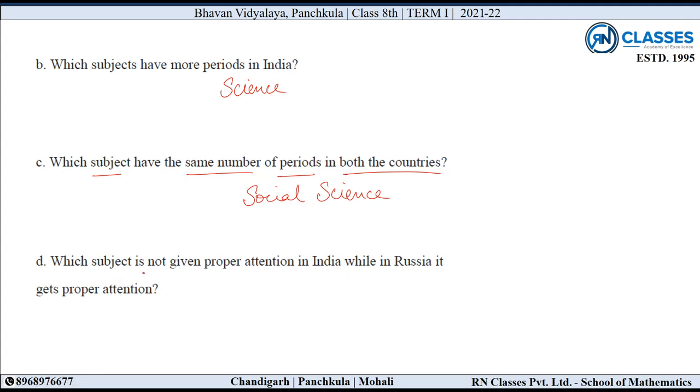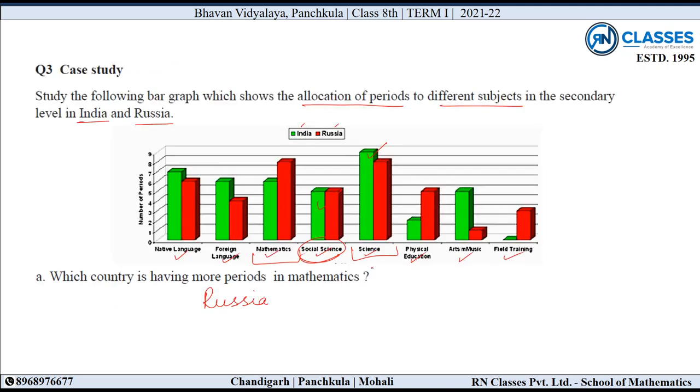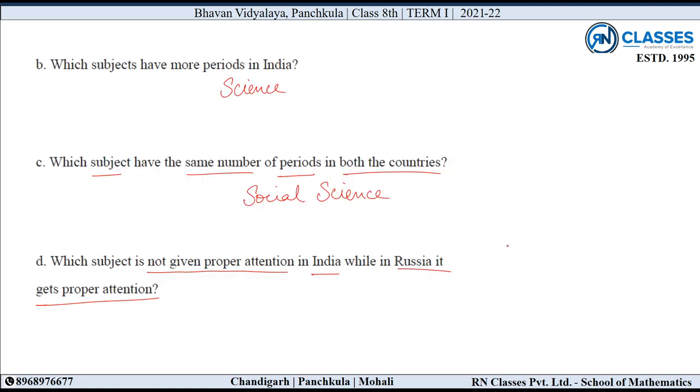Which subject is not given proper attention in India while in Russia it gets proper attention? Kaun sa aisa subject hai? Isme bhi kuch attention milti hai. India mein attention bilkul nahi milti. Physical education, field training, bilkul attention nahi milti India mein. Russia mein proper attention milti hai, means field training is the right answer.